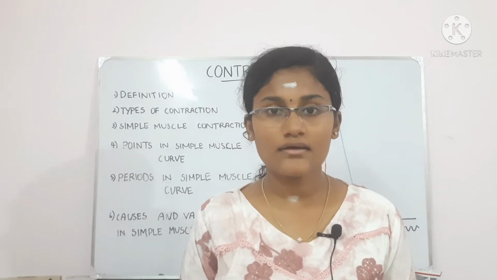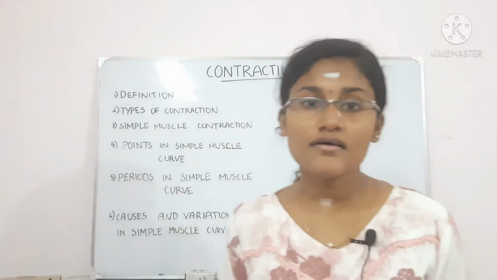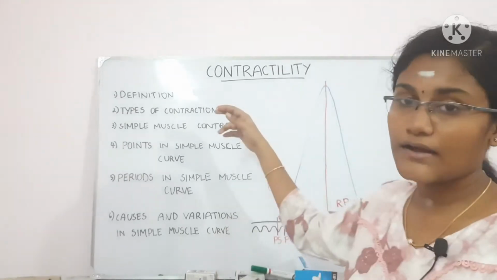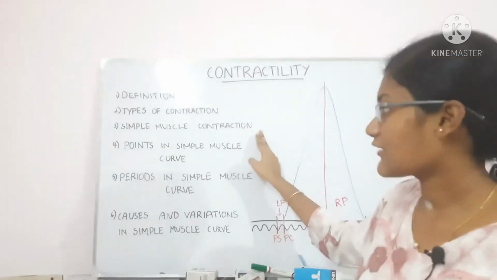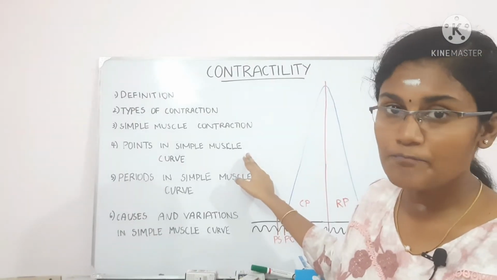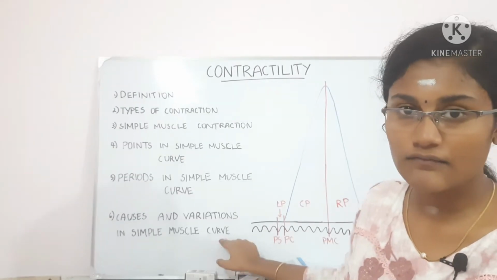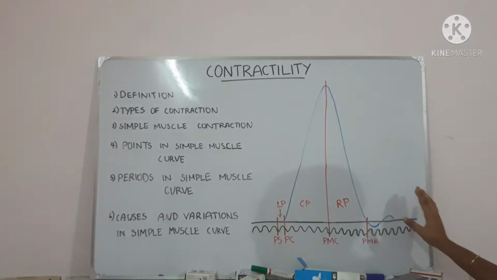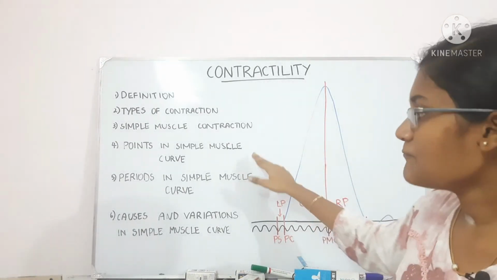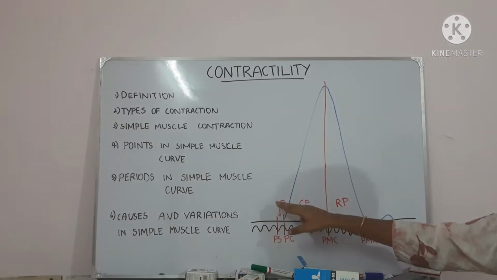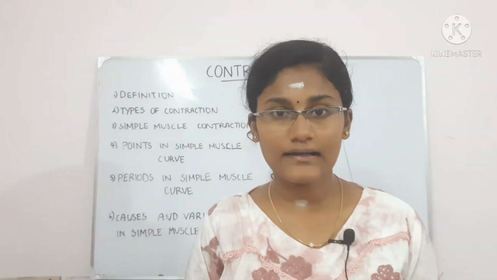This is Abhirami and I am here to discuss with you today's topic, that is the contractility of a simple muscle. Today we will be discussing the definition, types of contraction, simple muscle contraction, points in a simple muscle curve, periods in a simple muscle curve, and causes and variations in a simple muscle curve. This is a simple muscle curve, and PS, PC, PMC and PMR are the points in the simple muscle curve, and the periods in the simple muscle curve are the LP, CP and the RP. So let's discuss contractility in detail now.